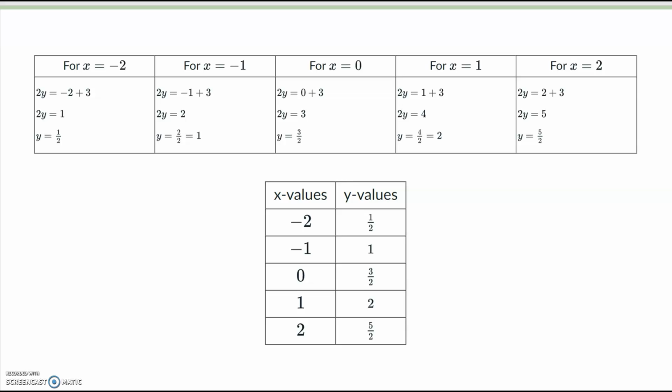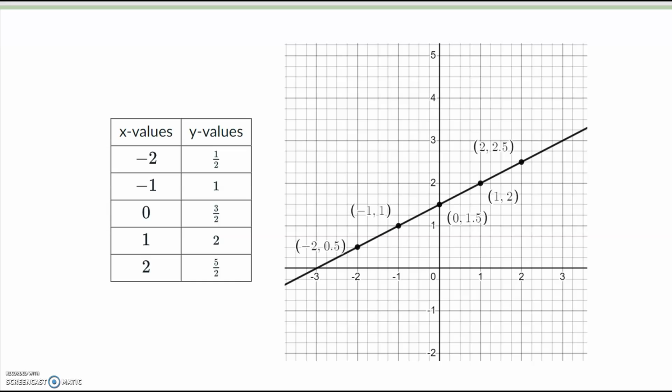And so for all of my x values, those are the ones that I chose. These are the y values I got for those x values. So now I can take that and I can make an ordered pair, and then I can plot that onto my graph like I do here. Okay, so -2, 1/2. Okay, so we're going to go over -2 and then go up 1/2, and then there's my first point. Okay, and then over -1, go up 1.